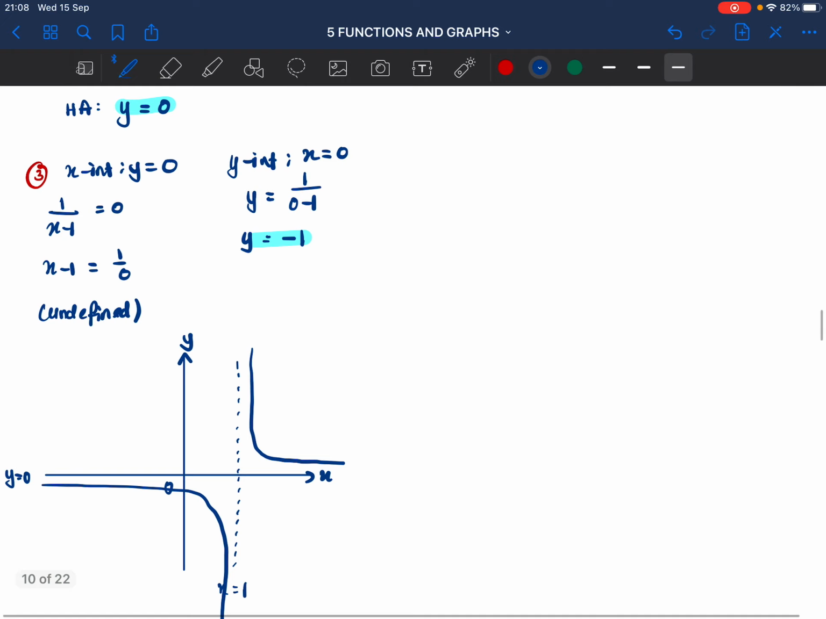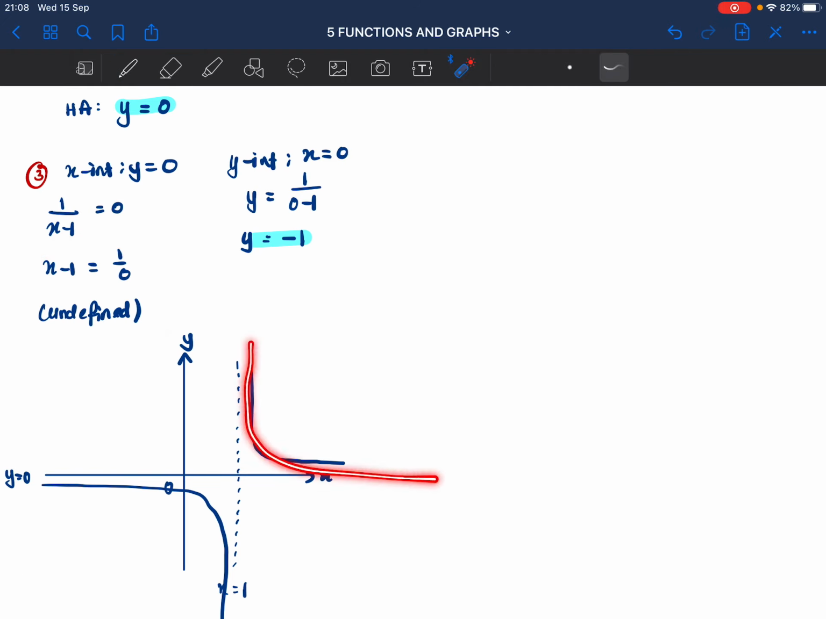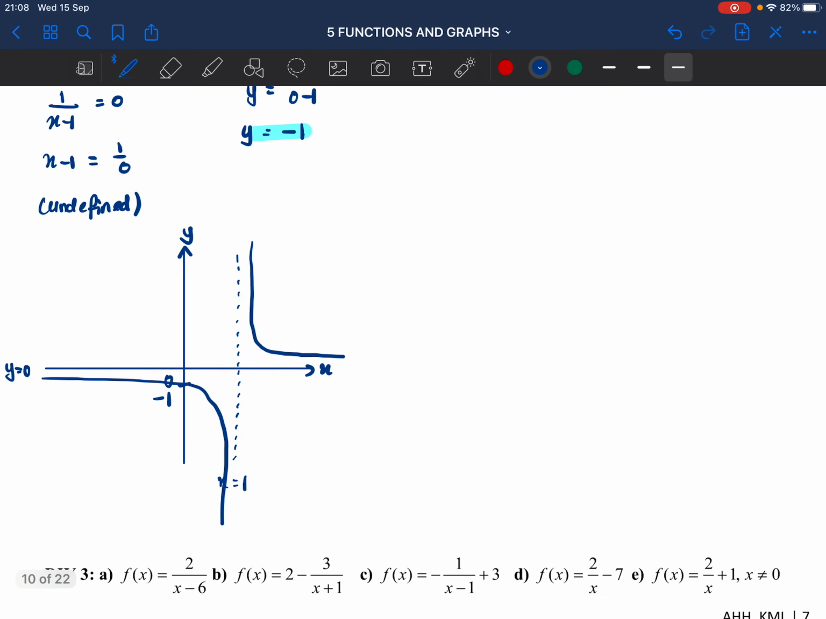Okay, so refer back to our x and y intercept. X intercept tak ada. Okay, kalau kamu nampak tak kena pun dekat x intercept. Y intercept is here, which is negative 1. Okay, so label your graph y equals to 1 over x minus 1. And then let's find our domain and range.